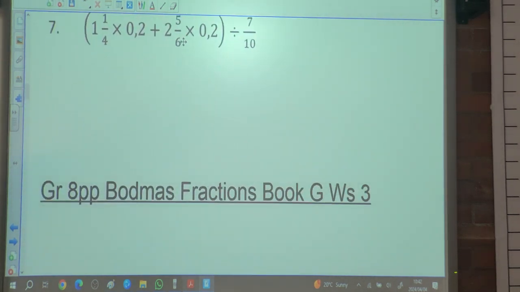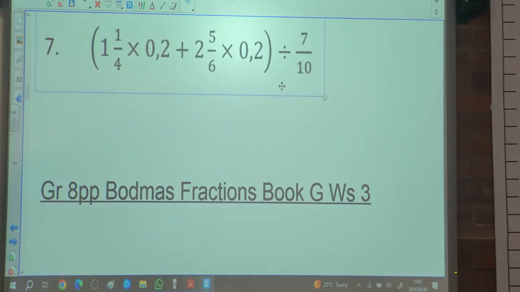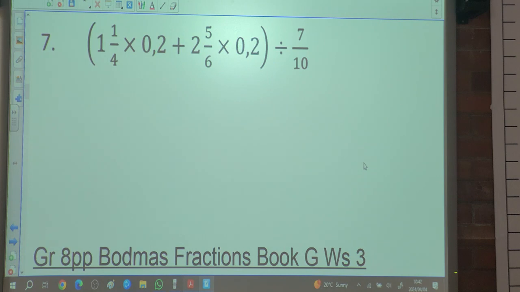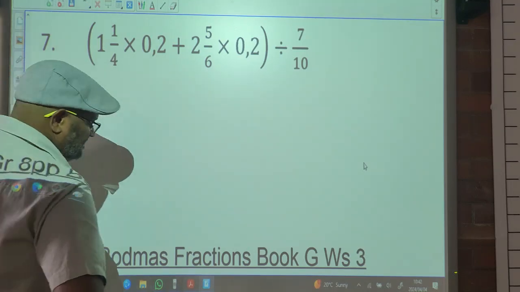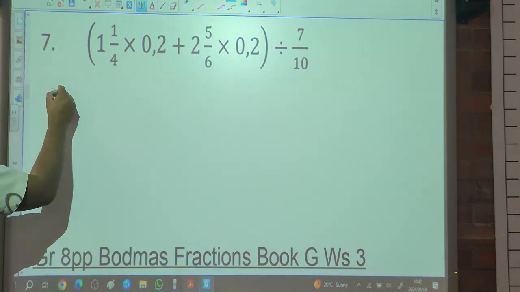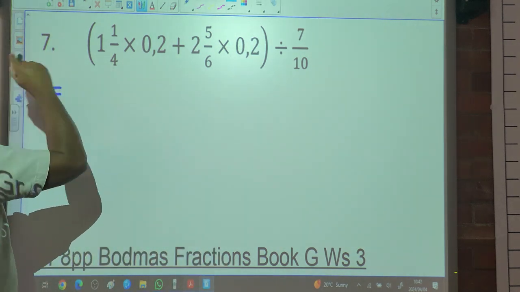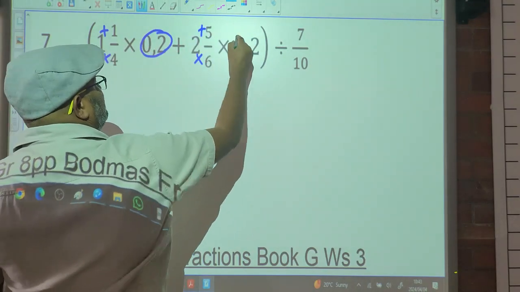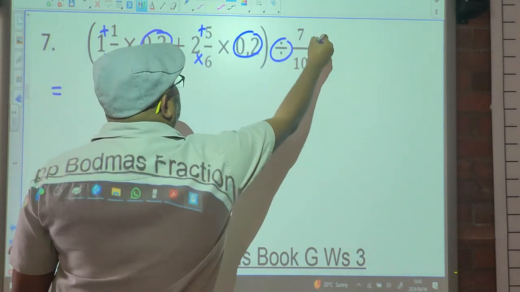Number 7. Psalms is getting more beautiful and more beautiful. Sweeter and sweeter.